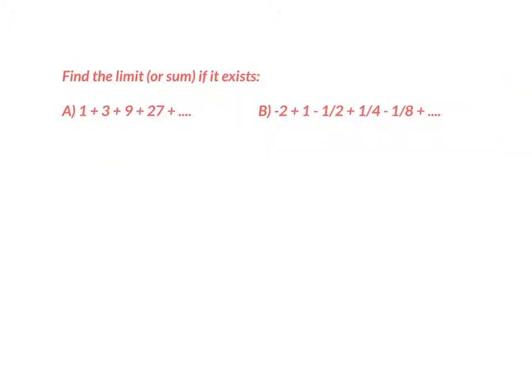This one, first of all, the directions say find the limit or sum if it exists. Find r first. Remember, r is second over first, which is 3. That's too big. It's not between -1 and +1, so it doesn't exist. I'm going to put DNE for does not exist.